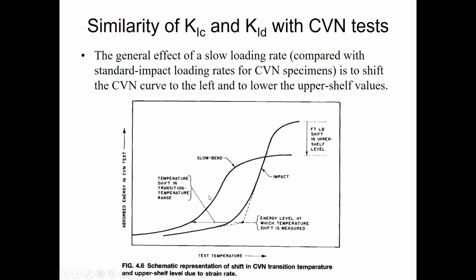If you see here, this is the first plot for the slow bend, or I would say this is for the K1C, and then this is the impact plot for the impact K1D. At one point, with the increment of temperature, these two plots coincide at this point, right? If I take one point, this is the energy level at which temperature shift is measured.